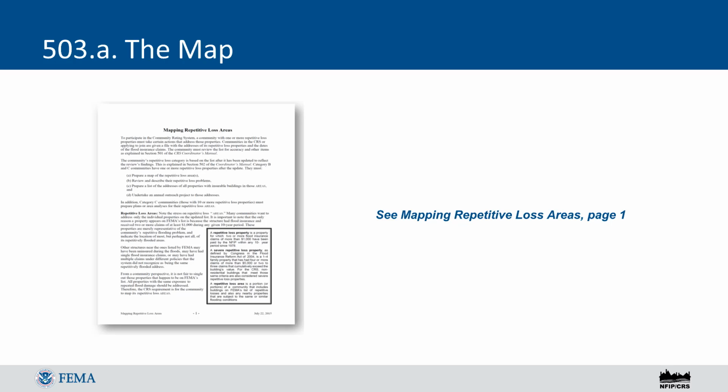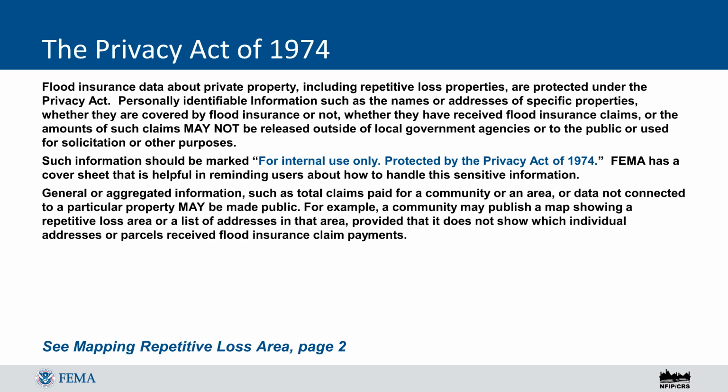We've been talking about mapping repetitive loss areas, and I called your attention to the difference between repetitive loss properties and repetitive loss areas in the very beginning because I wanted you to remember that. We have a guidance document available for you on this topic at www.crsresources.org. As you create your mapping product, be cognizant of the Privacy Act previously discussed. Specifically, general or aggregate information not connected to a particular property may be public. As we guide you through arriving at your repetitive loss area, remember that some of the information used to map the area cannot be shown on the map.